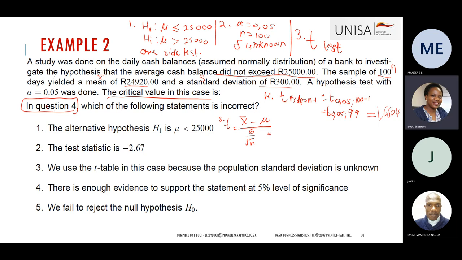So now let's substitute our x bar, which we did identify. It's 24,920 minus the population mean, always stated in your hypothesis, which is 25,000. Divide by your standard deviation, which is 300, divide by the square root of n, of 100.